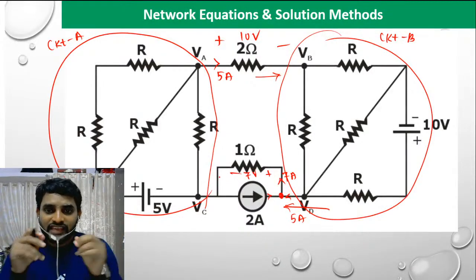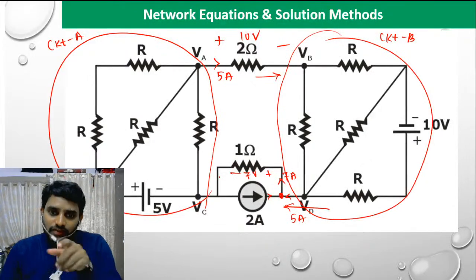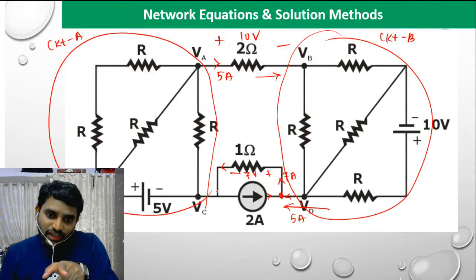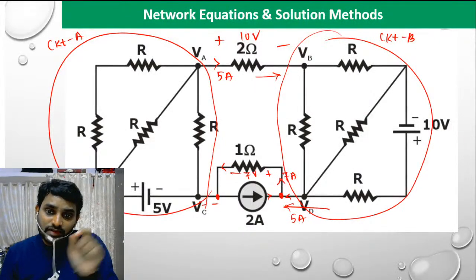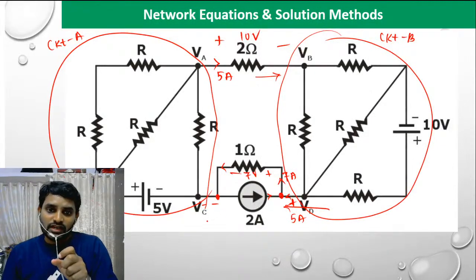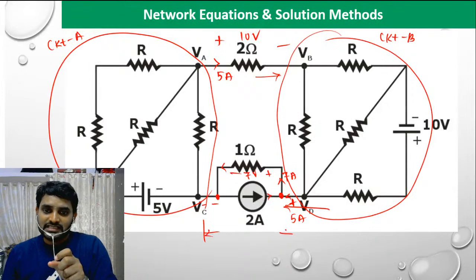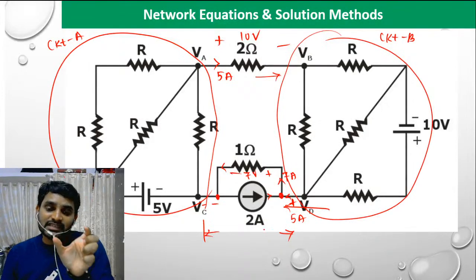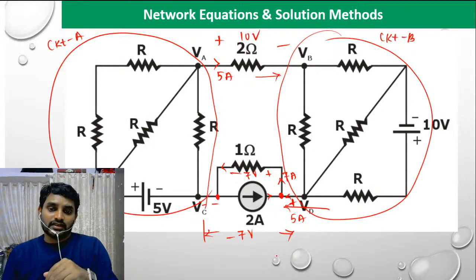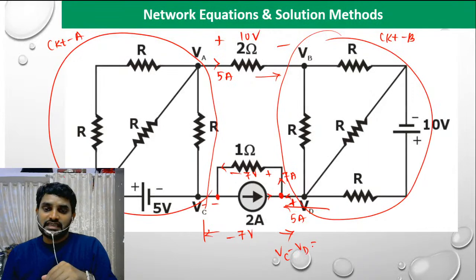Is it clear now, everyone? So I can now say here the current leaving terminal is going to be negative. So C terminal is going to be negative, whereas current entering terminal is positive. So D terminal is going to be positive. The voltage across these two terminals, C and D terminals, is going to be 7 volts. Or otherwise, C is more negative and D is positive. VC minus VD is going to be.